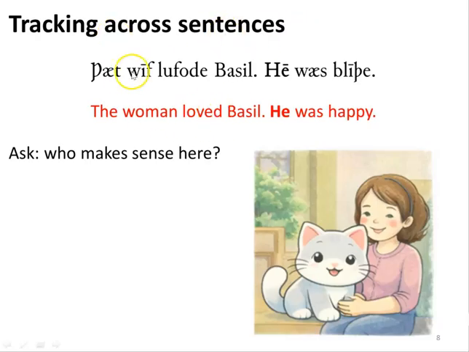Okay, tracking across sentences. Þæt wīf lufode Basil. The woman loved Basil. Hē wæs blīþe. He was happy. The he there in the nominative is masculine, so it's referring to Basil. It can't be referring to the woman because he is the masculine nominative. So I'll ask who makes sense here. Well, Basil is the recipient of the love. You can see Basil is the recipient of being loved by the woman. He was then happy.